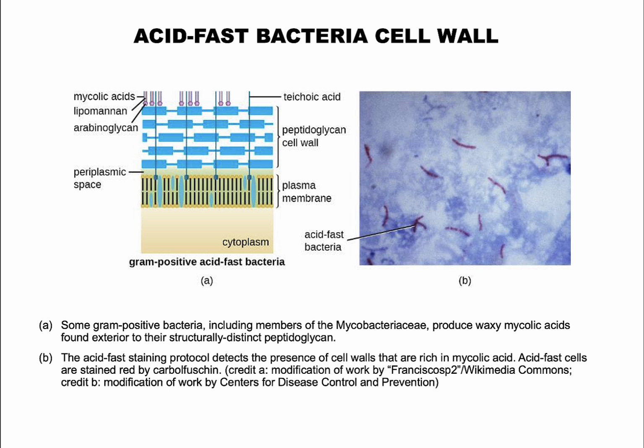In addition to peptidoglycan and teichoic acid, bacteria of the family Mycobacteriaceae have an external layer of waxy mycolic acid in their cell wall. These long-chain fatty acids contribute to the hydrophobic nature of the cell wall, making it resistant to desiccation and harsh environmental conditions. This lipid-rich barrier also impedes the penetration of certain dyes and antibiotics, which is why acid-fast bacteria retain the primary stain during the acid-fast staining procedure, appearing red when observed under a microscope.